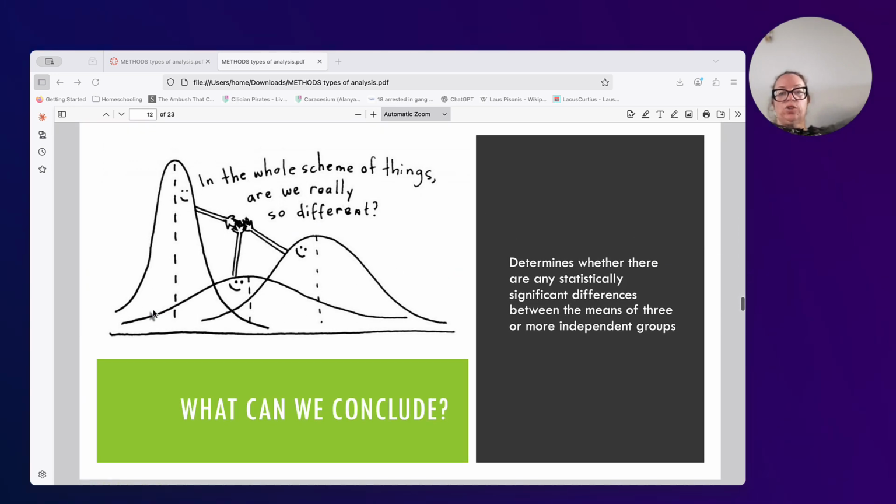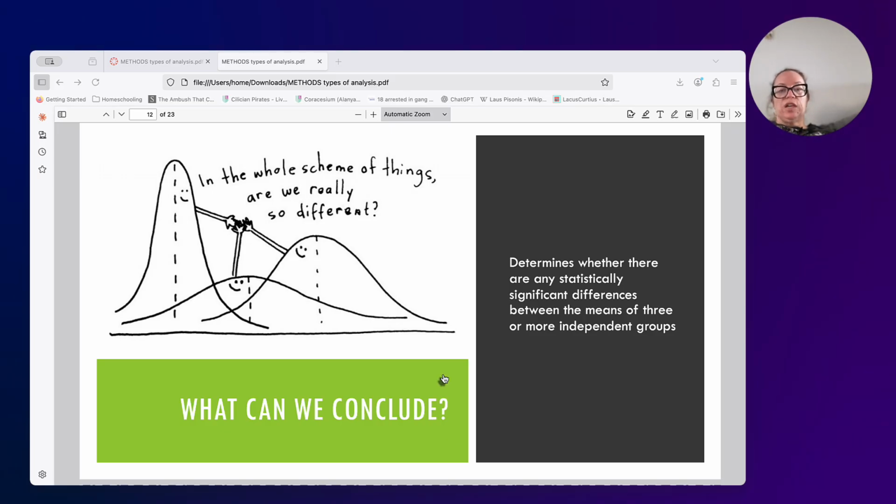So what do we conclude? I like this image because it's cute, but we basically determine if any of the groups are different from each other, right? Or if any of these groups are independent of each other. We can have groups that even have the same means, but have such dramatically different spreads that they might be statistically significant in terms of their differences from each other.